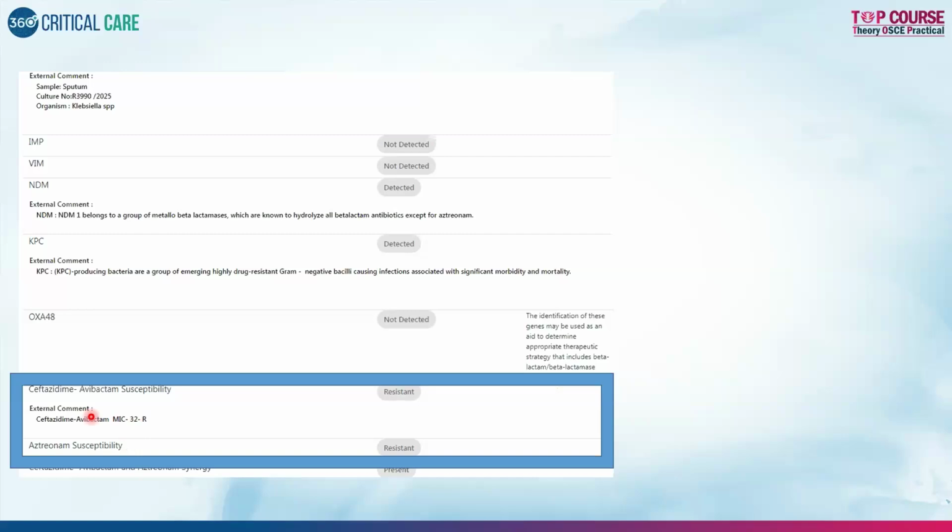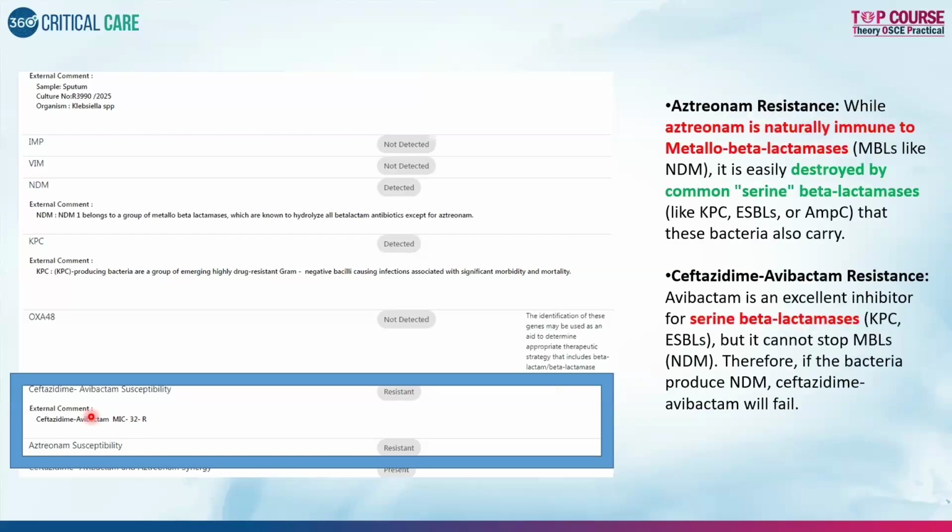Because of KPC? Yes. You guys have to read the finer print there. It is clearly mentioned. There's an external comment there. Can you read it? Okay, so whenever we are talking about aztreonam resistant, usually you should remember aztreonam is naturally immune to MBLs like NDM. Okay, but KPC can break it.